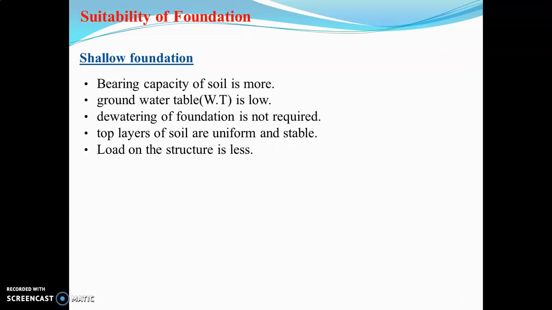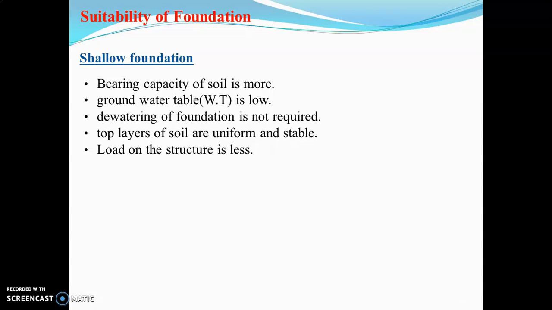In that case, you can go for shallow foundation. Even the groundwater table should be low. You cannot go for shallow foundation if the groundwater level is high. And also, dewatering of the foundation should not be required. Sometimes, if the soil is too clayey or if there is more water, then you have to go for dewatering. But in such cases, shallow foundation is not recommended.